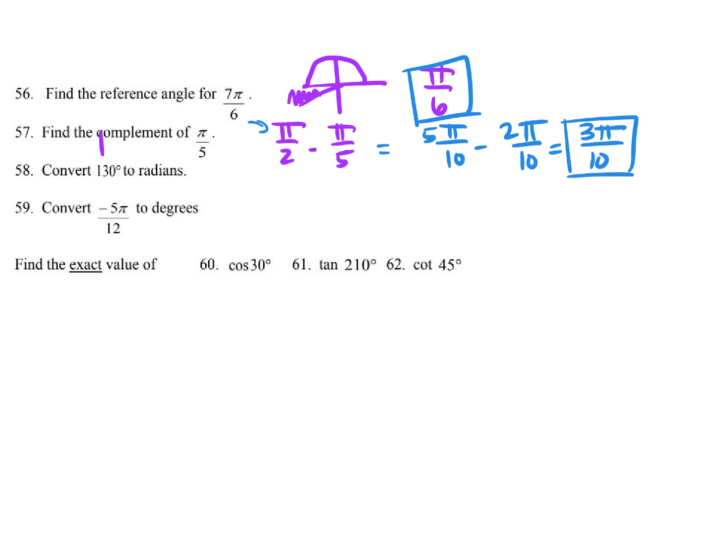Math overload. 3 pi over 10, that's it. Convert to radians is that stoichiometry business. So 130 degrees means that we need to multiply by a fraction that would get rid of the degrees. That's going to be 180 on the bottom. Pi is going to be left on top. Now, mathematically, your zeros don't matter.